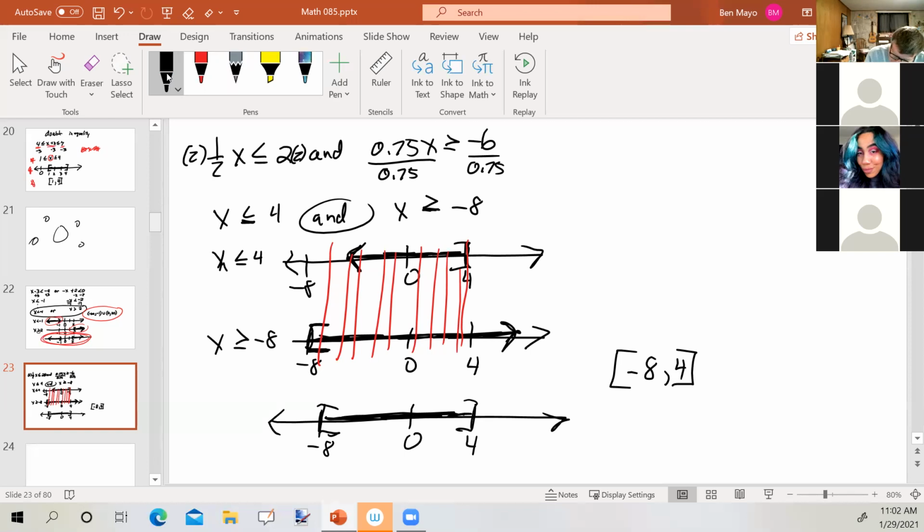Keep in mind, this continues. Just because I stopped the arrowhead there, it goes on forever in that direction. This goes on forever in that direction. But this is where they shared in common, what they overlapped. Does that make sense? So if it would have been an or, it would have been infinity. Yes. And let's see if I've got one of those.